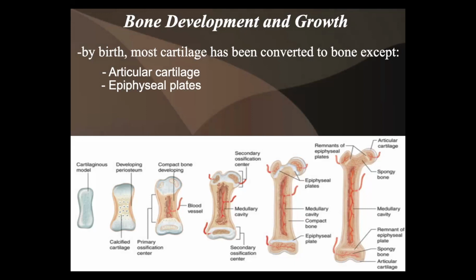You know, the growth plate, which is near the end, and then articular cartilage is at the end of the bone where it hits the other joints. The epiphyseal plate is another word for growth plate, so it's the same thing.